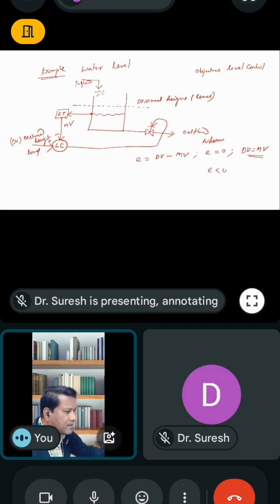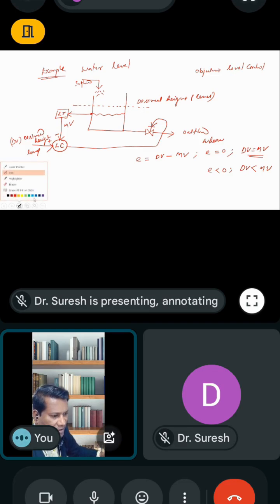When the error is less than 0, it means negative. That means the desired value is less than the measured value. So the level is above the desired level in the tank. So the present actual level is above the desired level. This is the present, actual value and this is the desired value. So when the error is less than 0, the measured value is high compared to the desired value.